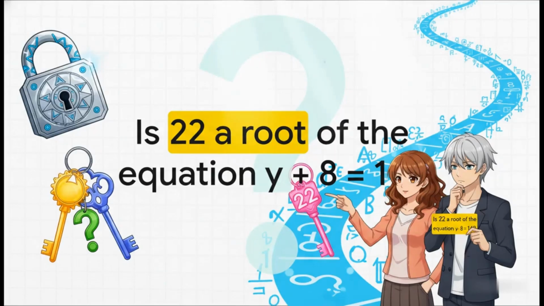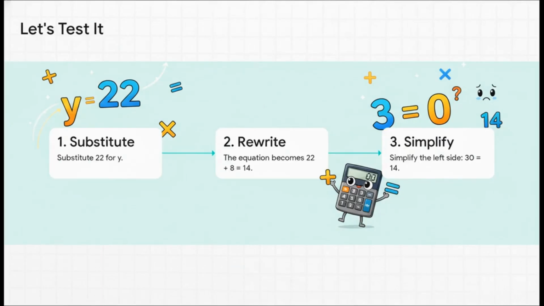Okay, you ready for another one? Let's do it. We've got a different lock and a different key. The puzzle this time is y plus 8 equals 14, and the key we're testing is the number 22. What do you think? Is this one gonna fit? We're gonna follow the exact same steps as before. No curveballs here. We substitute 22 where the y is, so the equation becomes 22 plus 8 equals 14.